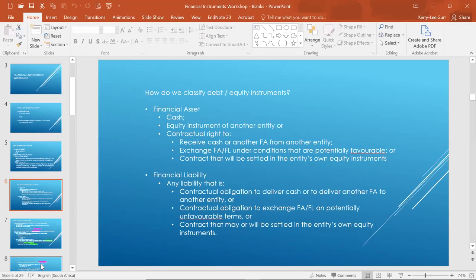So once we've done our broad classification of, do we have a debt instrument, so do we have a loan, a debenture, a bond, or do we have an equity instrument such as share capital, we then need to decide, well, do we have a financial asset or a financial liability? And remember, we said the absolutely important part of this is going to be whose point of view are we looking at? Now, why do I say that?